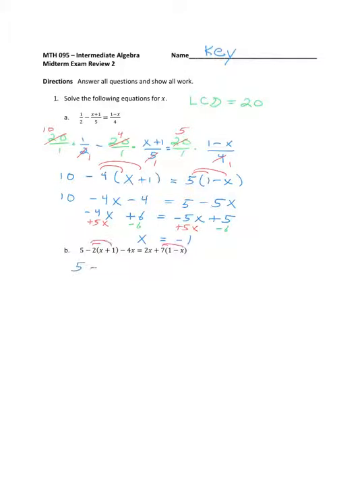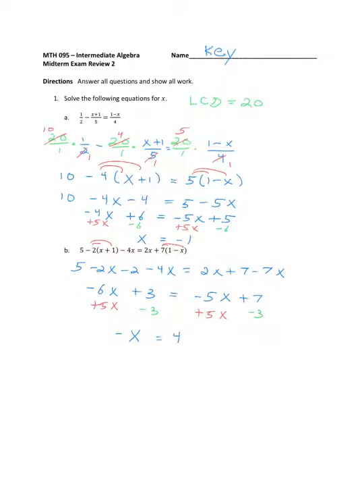For part B, I'm going to distribute the negative 2 as well as this positive 7, and this gives us 5 minus 2x minus 2 minus 4x is equal to 2x plus 7 minus 7x. I'll combine like terms, and we get negative 6x plus 3 is equal to negative 5x plus 7. I guess I'll add 5x to both sides, as well as subtract 3. So we get negative x is equal to positive 4.